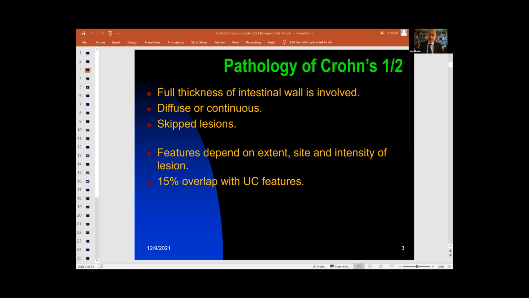The pathology, as we will look into in a minute, the features are sometimes very similar to the features of ulcerative colitis, which is basically a mucosal lesion. And in 15% of cases that the pathologist sees, he finds no difference between the Crohn's disease and ulcerative colitis.